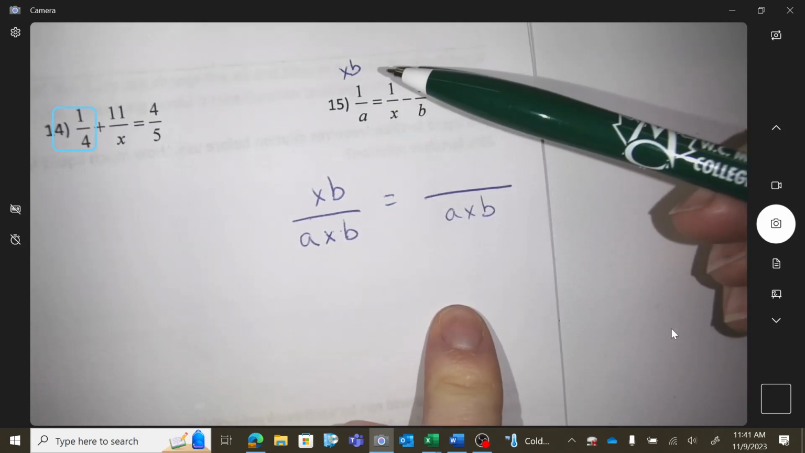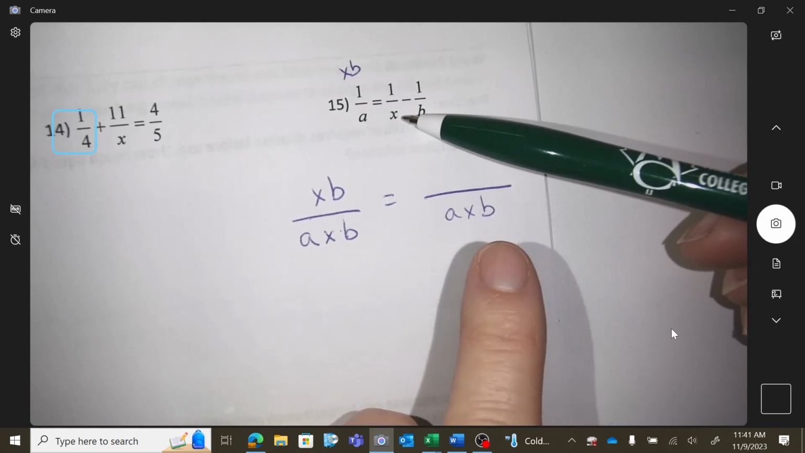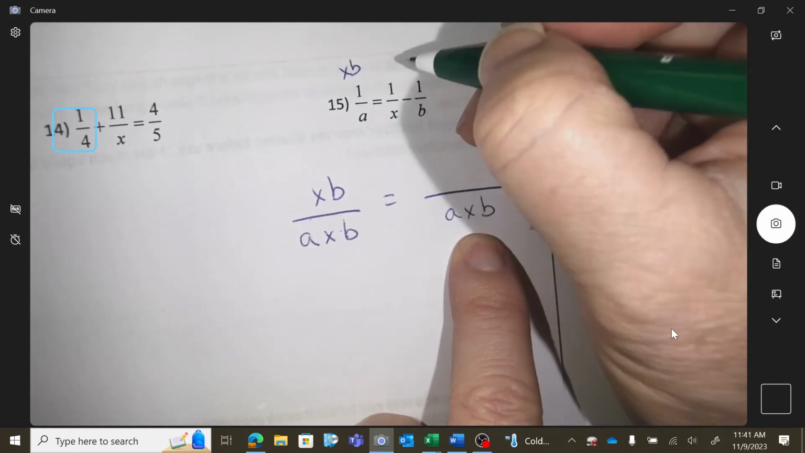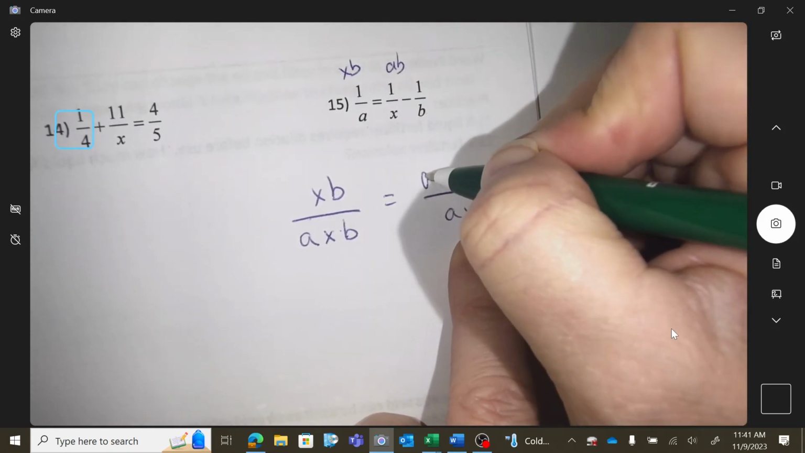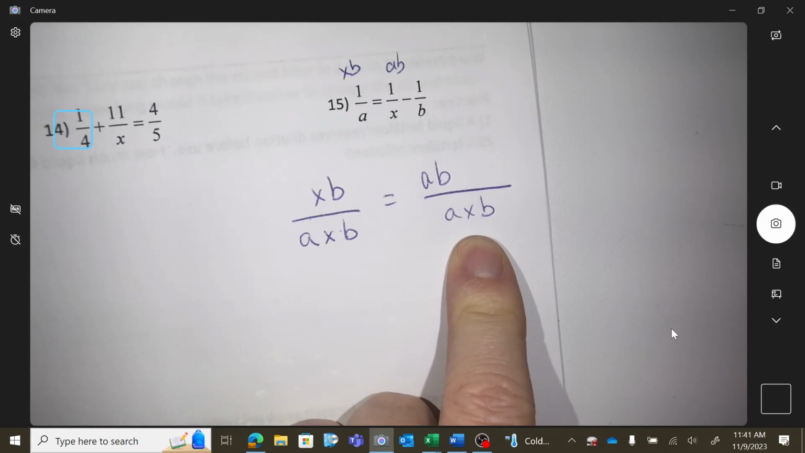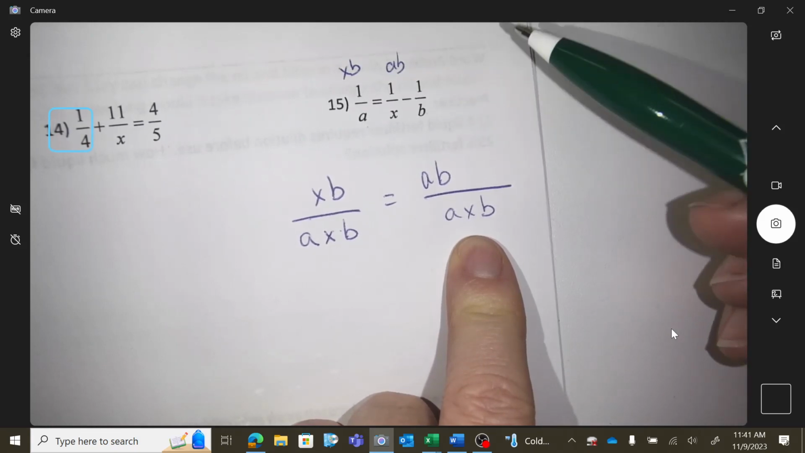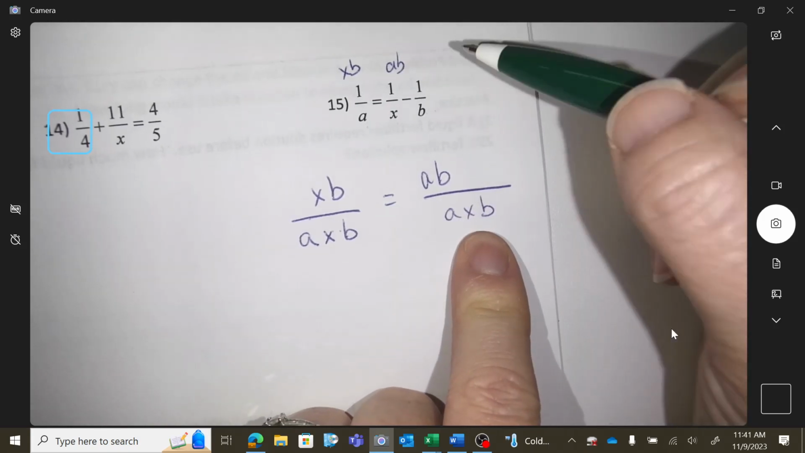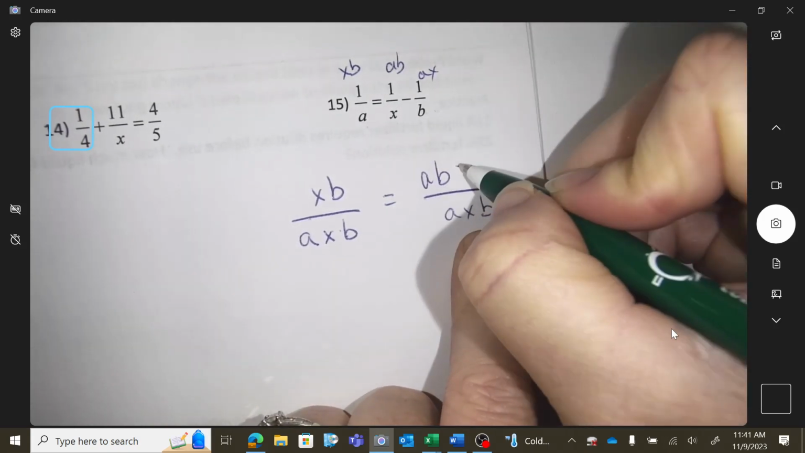Flipping the equal sign here, on the other side, X. What happened to the X on the bottom? An A and a B happened to it. The last fraction had a B, so that means an A and an X happened to it.